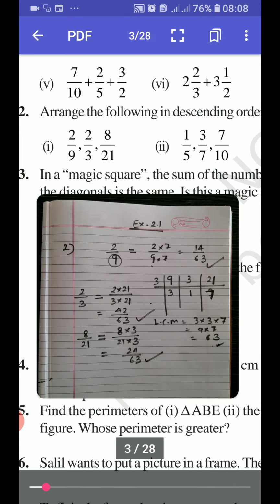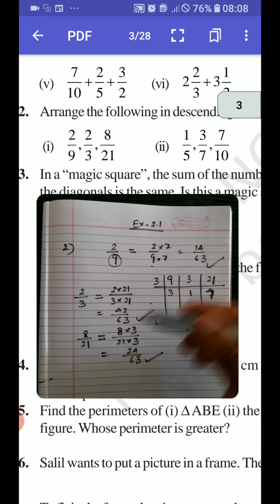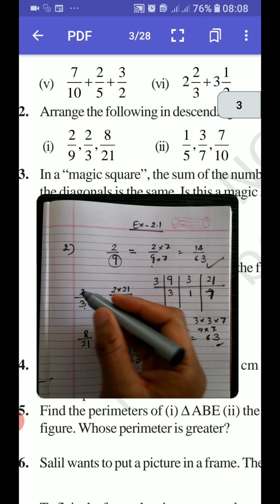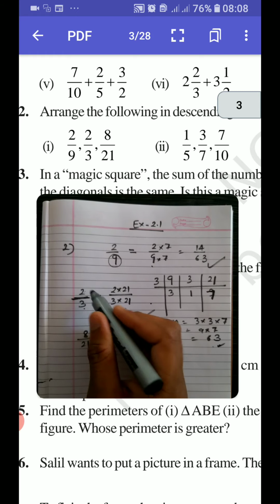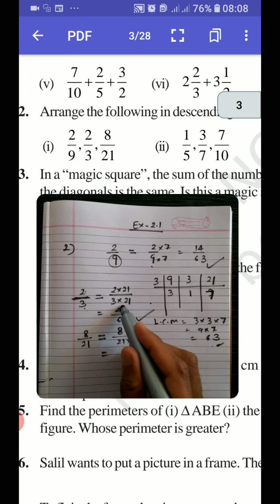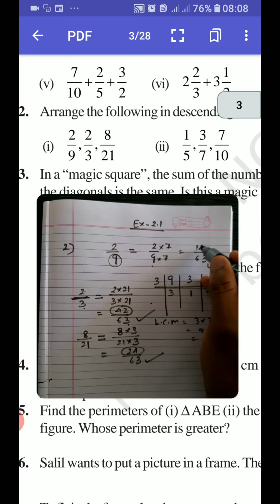Now you have to arrange in descending order. As you know, in the case of like fractions, the fraction whose numerator value is greater is the greatest fraction, right? So which one is the greatest among these three? The modified fraction of 2 upon 3 is in the form of 42 upon 63. Here the numerator 42 is greater than all the others.